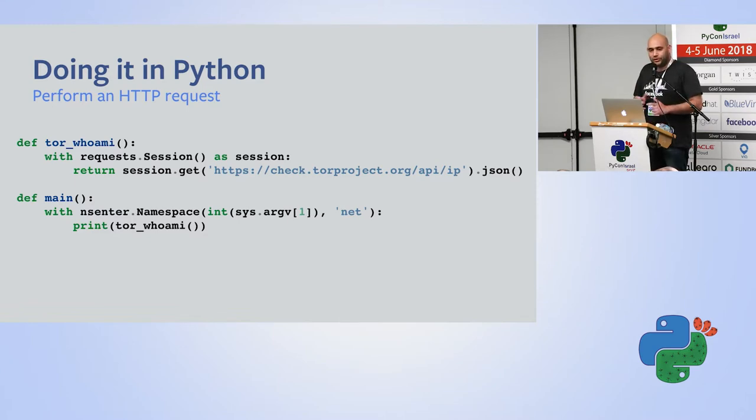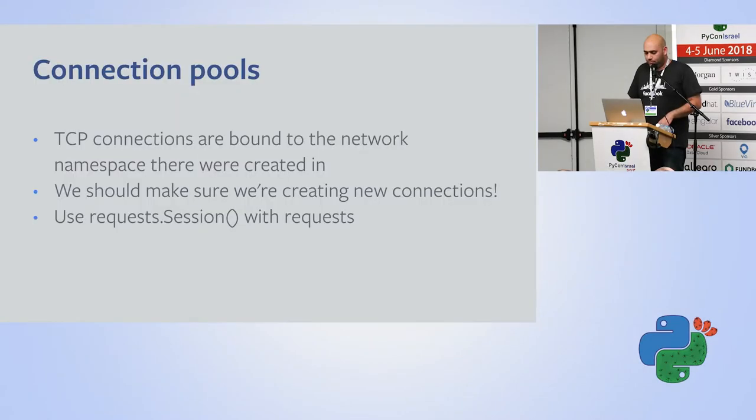We can actually use this for doing some cool stuff. For example, in asyncio in Python, you could create a listening socket inside a network namespace, or for a proxy, you can receive connections from network namespace A and proxy the clients through network namespace B. So you could do a lot of cool stuff with this feature. But, as I said, TCP connections are bound to the network, and we should make sure that we're making new ones to avoid this problem.